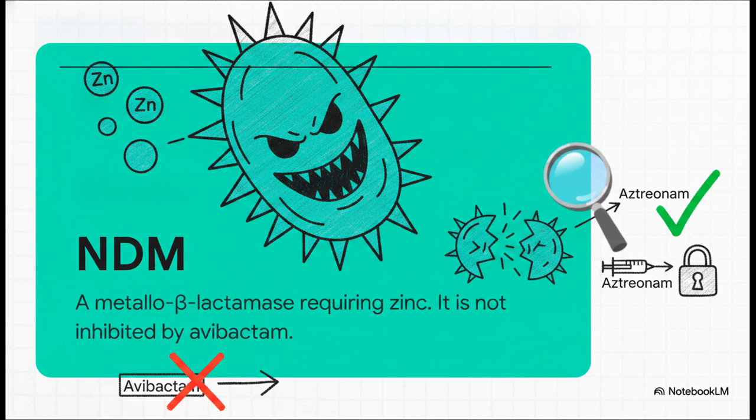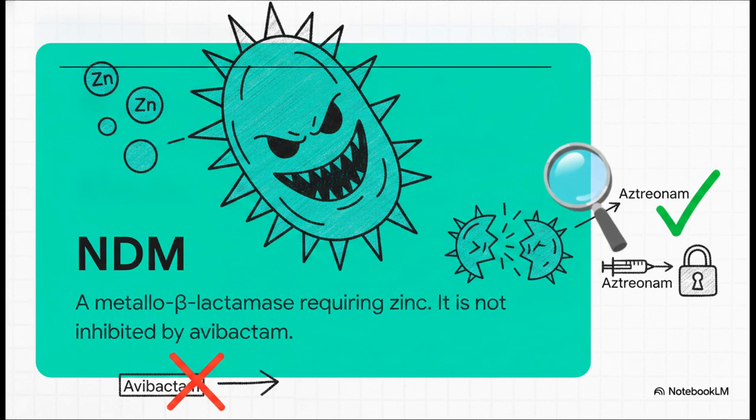Because NDM is a Class B metalloenzyme relying on zinc rather than serine, standard serine inhibitors like avibactam do absolutely nothing to it. NDM will just destroy carbapenems effortlessly. But here's the brilliant, super high-yield workaround for your boards and the wards. NDM cannot hydrolyze aztreonam.